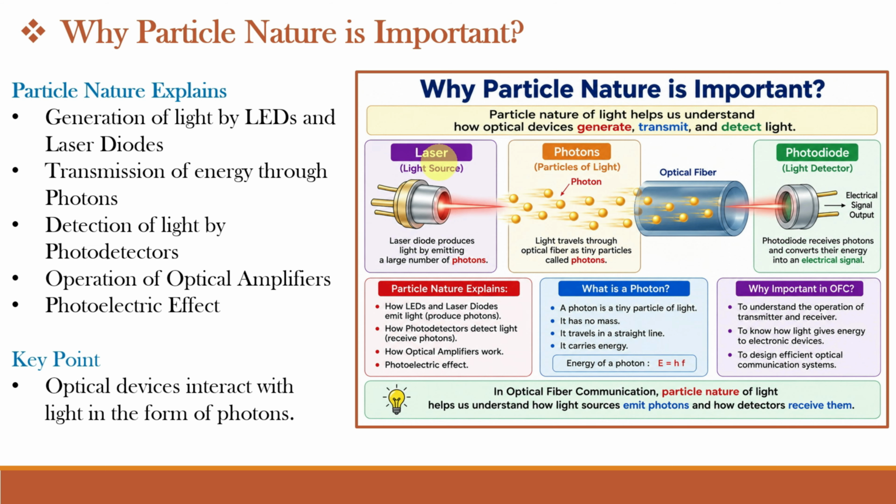At the transmitter, devices such as LEDs and laser diodes generate light in the form of photons. These photons travel through optical fiber carrying information from the transmitter to the receiver. At the receiver, the photodetector detects the incoming photons and converts the optical signal back into an electrical signal. The particle theory is also used to explain the operation of optical amplifiers and the photoelectric effect. Therefore, when light interacts with a device and transfers energy, the particle nature of light becomes important.